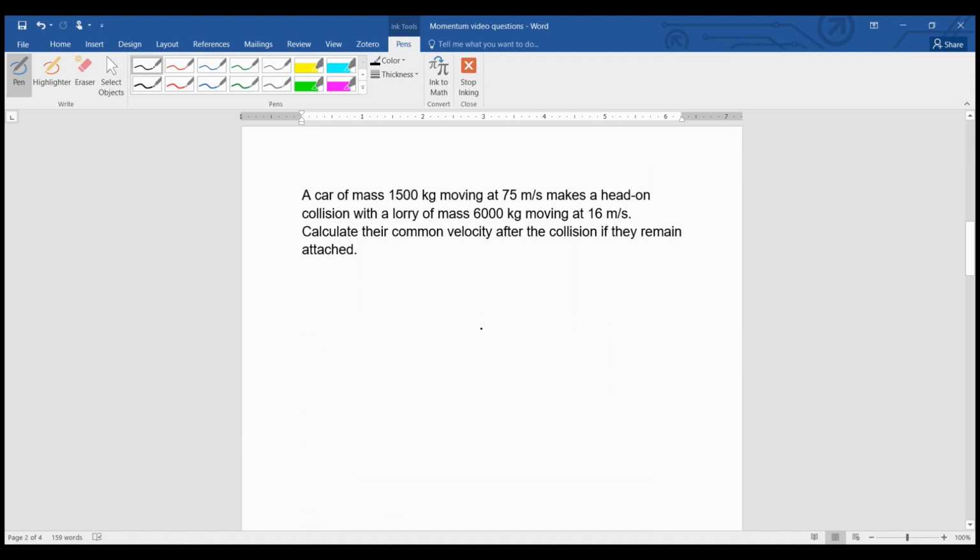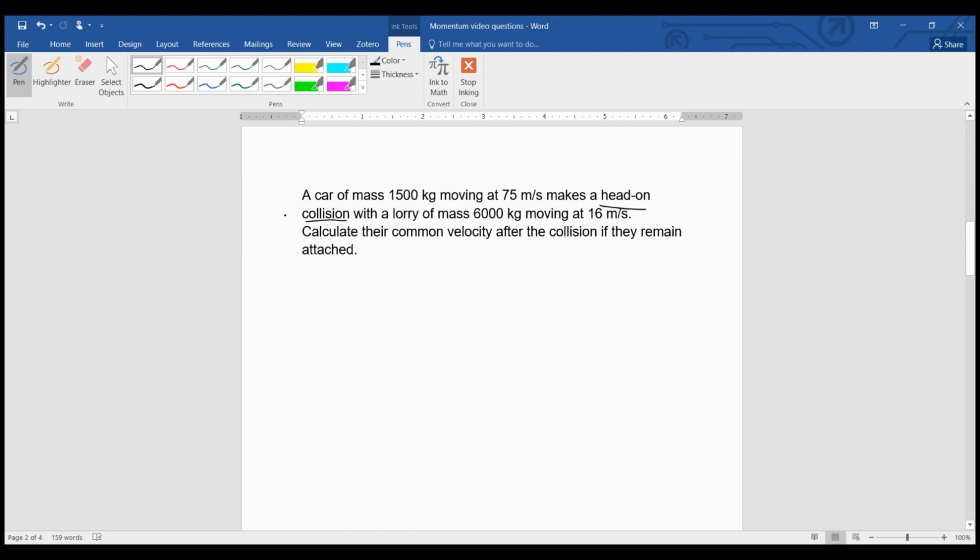Next scenario, a car of mass 1500 kilogram moving at 75 meter per second makes a head-on collision. So this is what is important. Head-on collision means with a lorry of mass 6000 kilogram moving at 16 meter per second. So both the car and the lorry are moving, but the difference from the previous question is that in the previous question, the truck was stationary and the car was moving, but here the car is moving, the truck is also moving, but the truck is moving towards the car. That's why it's making a head-on collision.